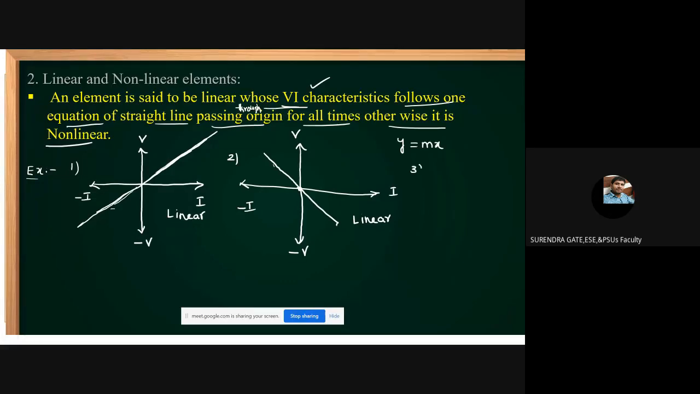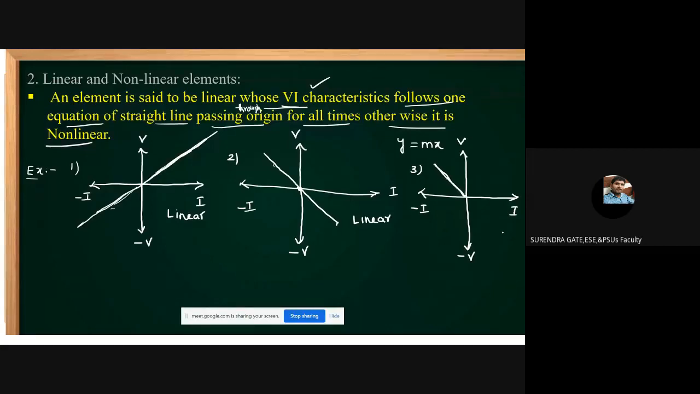Next, the third one. Can you identify if it is linear or non-linear? Yes. Non-linear, yes, sir. Even though it is not passing through the origin, it touches the origin, but its equation is not the same for all times. This side, the equation is not there, but this side only it is having an equation.